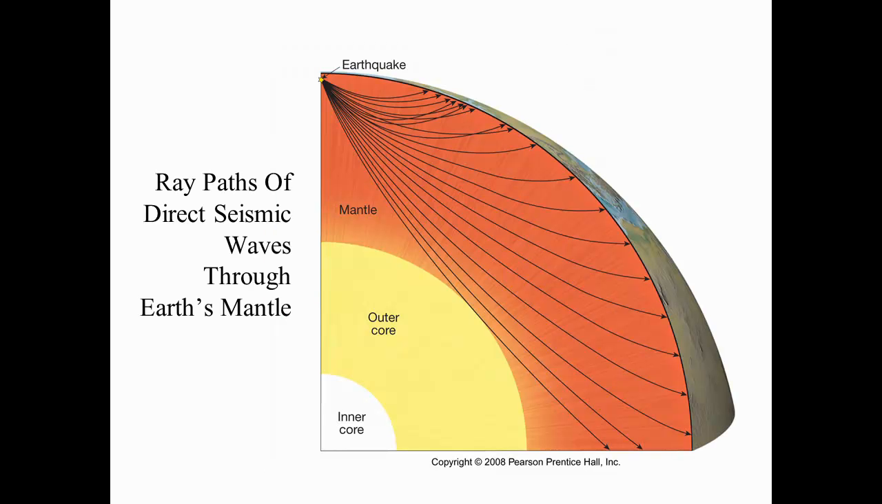Here is a cutaway view of Earth's interior showing the ray paths of direct seismic waves that pass through Earth's mantle. By direct, we simply mean that the ray paths passed through the mantle and emerge back on the surface at some other location.